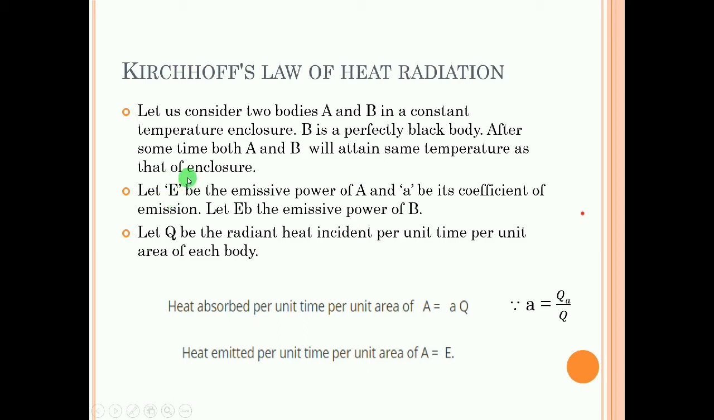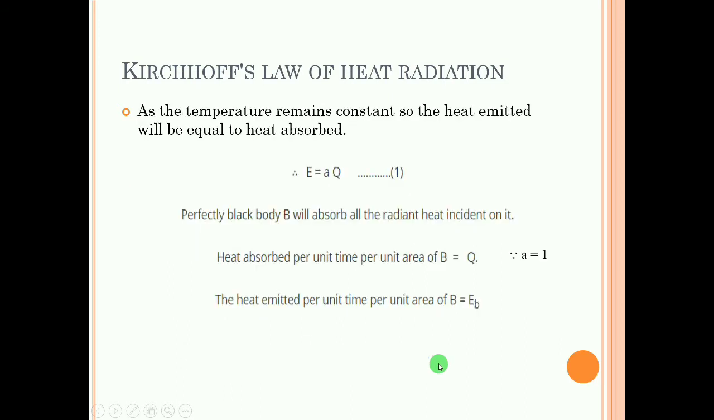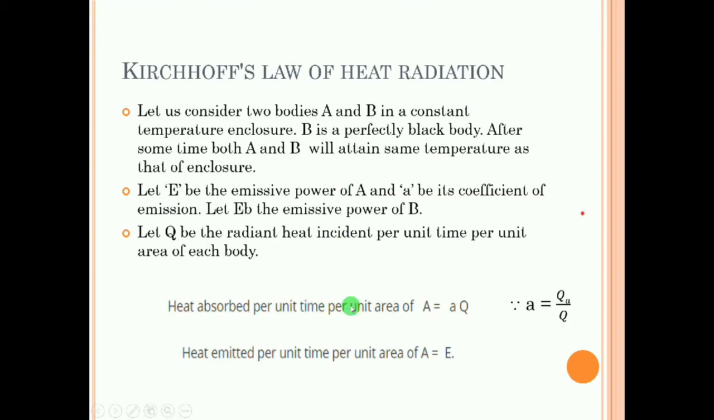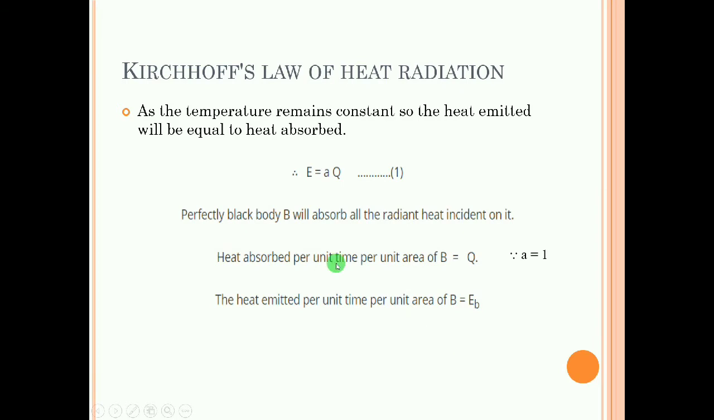Similarly, we already defined capital E as emissive power. This emissive power is nothing but heat emitted per unit time per unit area. So for ordinary body A, we write heat emitted per unit time per unit area as capital E. At the same temperature, heat absorbed will be equal to heat emitted, so we equate both equations. Capital E is equal to small a into Q. This is equation number 1 for ordinary body A.